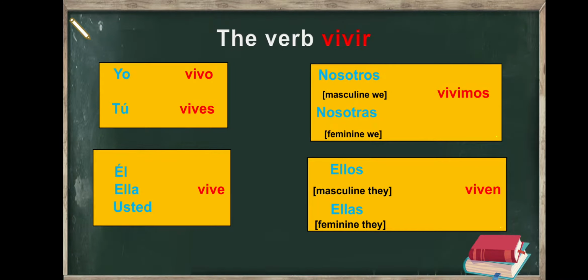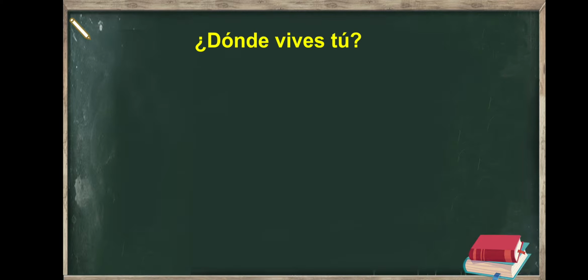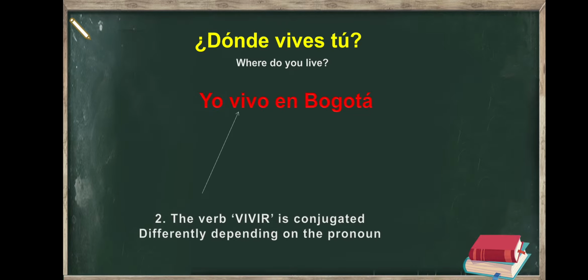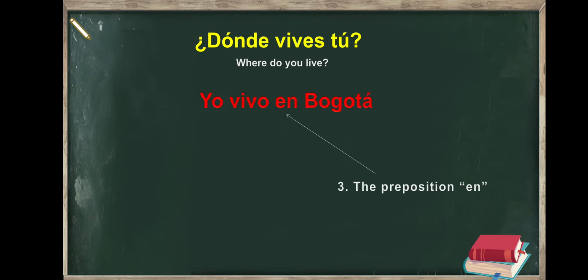Now let's see some examples. ¿Dónde vives tú? Which means, where do you live? And one possible answer for this question is, Yo vivo en Bogotá, which means, I live in Bogotá, where yo is the pronoun, vivo is the verb vivir, which is conjugated differently depending on the pronoun. En is the preposition, and Bogotá is a noun.